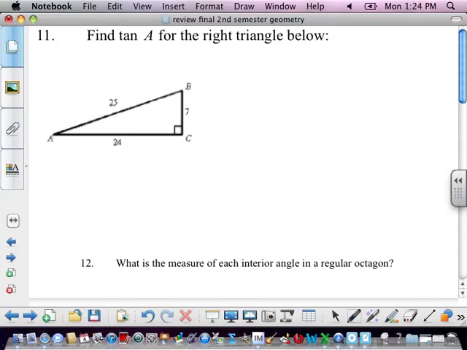Okay. We want to find the tan of A. Tan is what? Remember what tan stands for. Opposite over adjacent. So we look at A. What's opposite A? What's adjacent? 7/24 is your answer. That's all you had to do. Let's look at 12. Okay, 12, we're going to start looking at chapter 8.